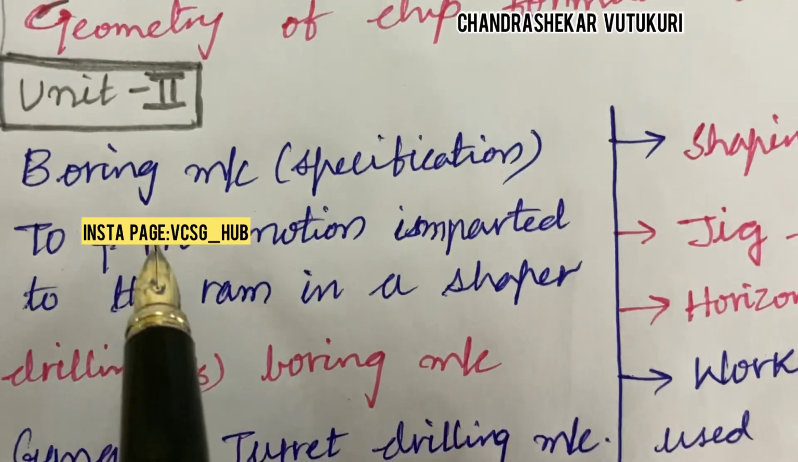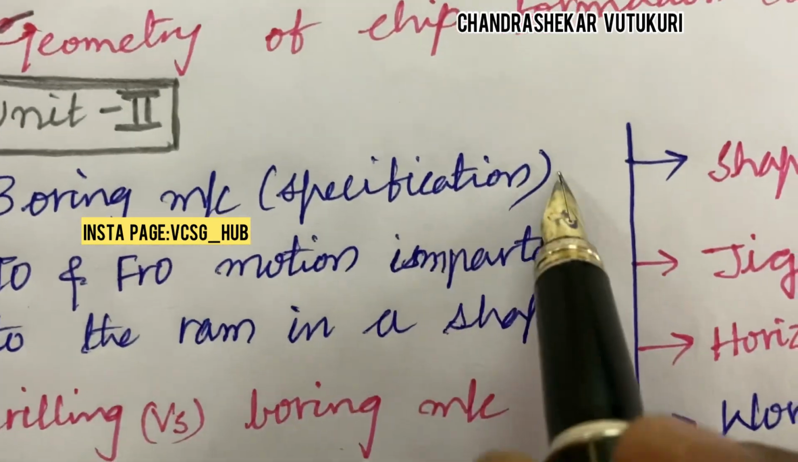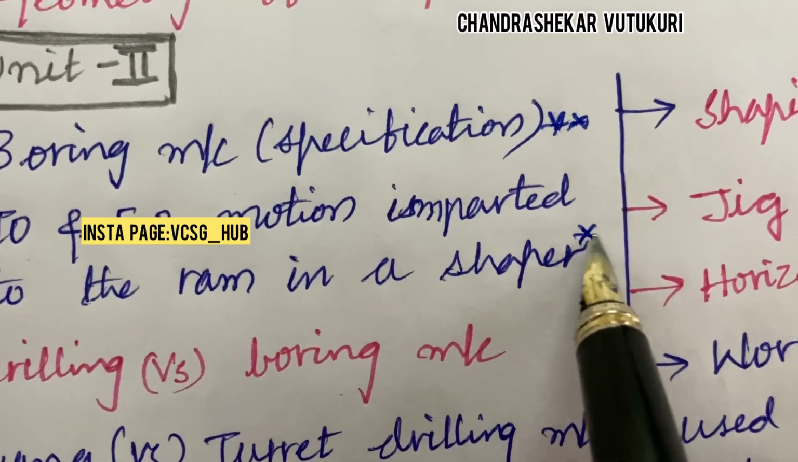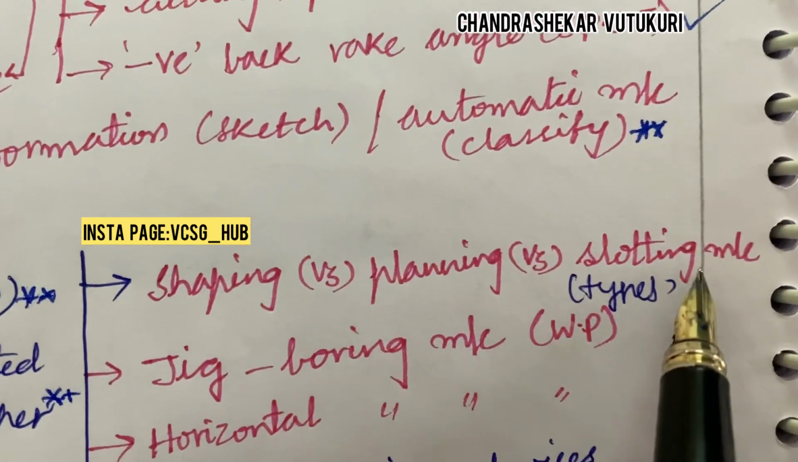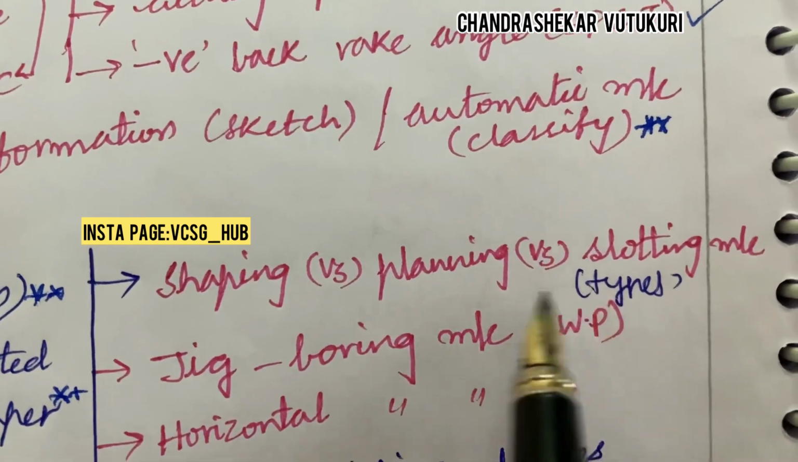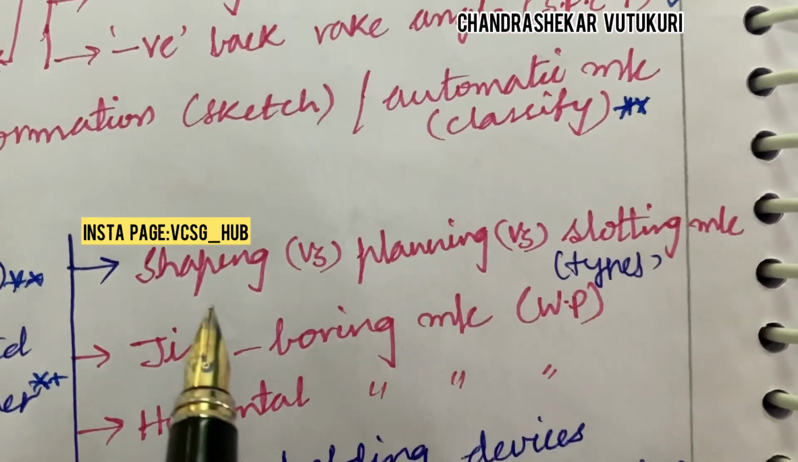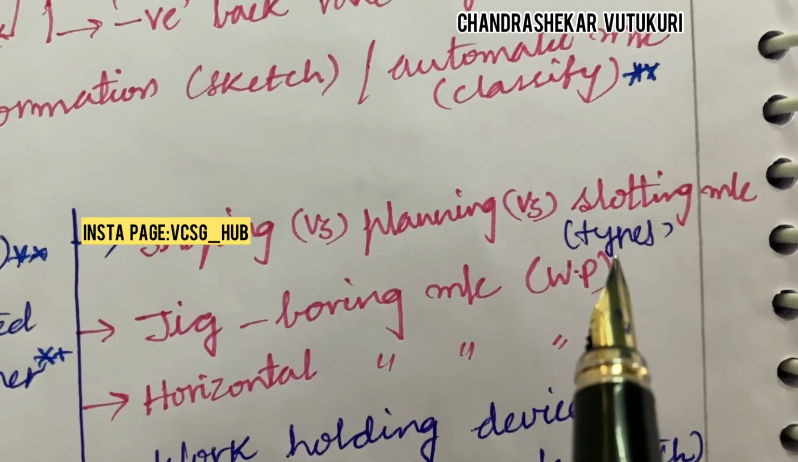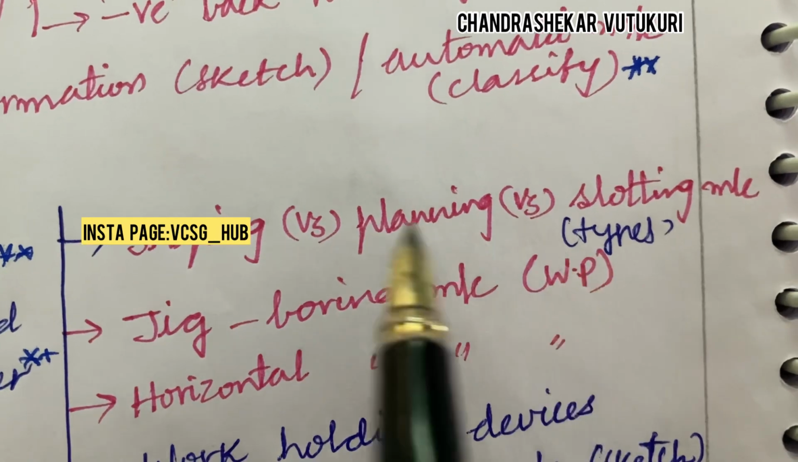And the next unit is about the boring machine specifications and the neat sketch. To and fro motion imparted to the ram in a shaper. It's all about the shaping, planing and the slotting. You should be clear with all these 3 types of machines along with their specification, working principle, advantages, comparison and the types and the diagram. We cannot say which question comes from these 3.